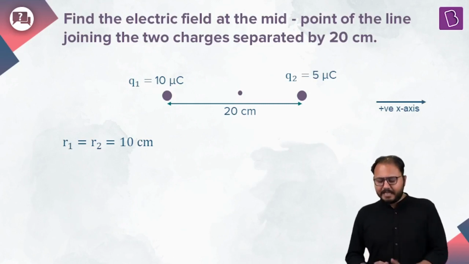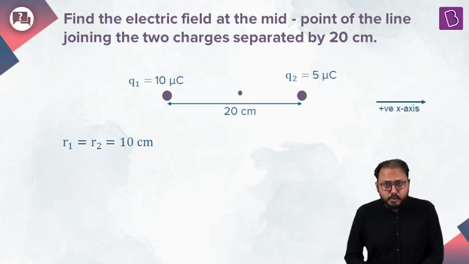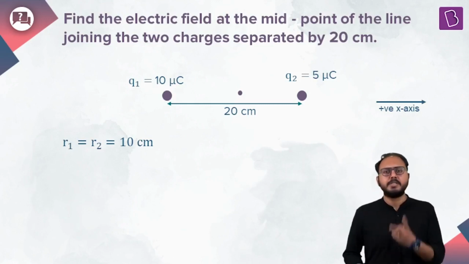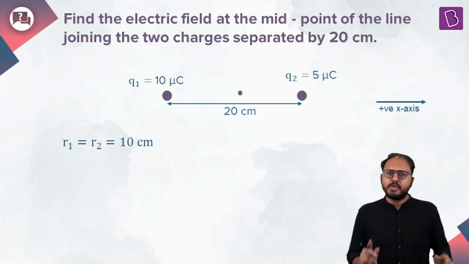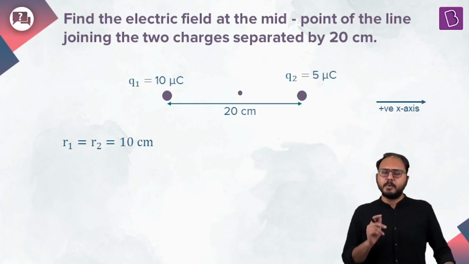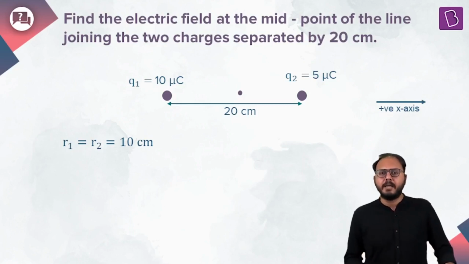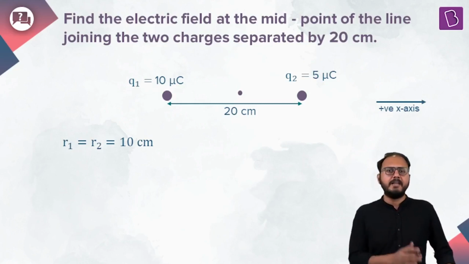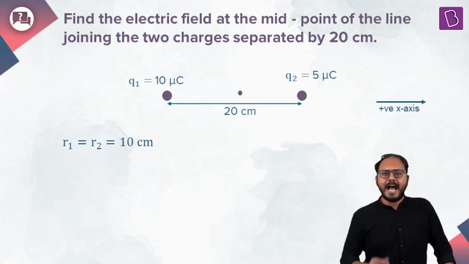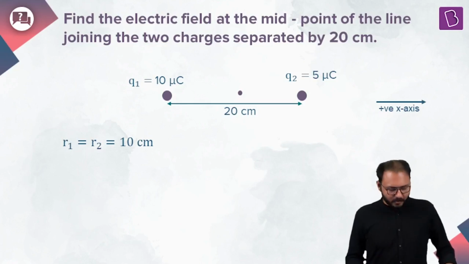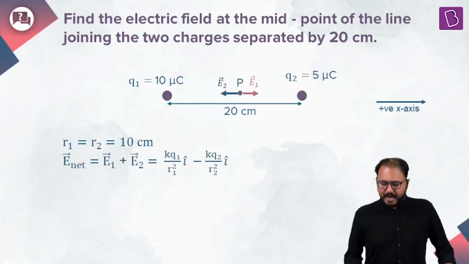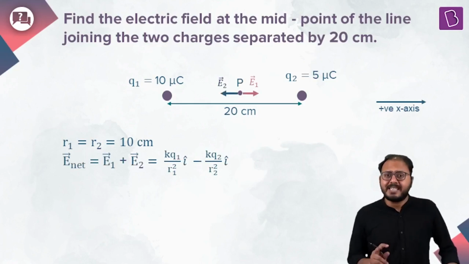Find the electric field at the midpoint of the line joining the 2 charges separated by 20 centimeters. 2 charges, 2 individual field values, and I'm supposed to find out the field at point P. What's the process? Find individual fields, apply principle of superposition, and vectorially add the 2 values. Here we go. So Q1 at point P and Q2 at point P will have fields in opposite direction as shown in the diagram, right?